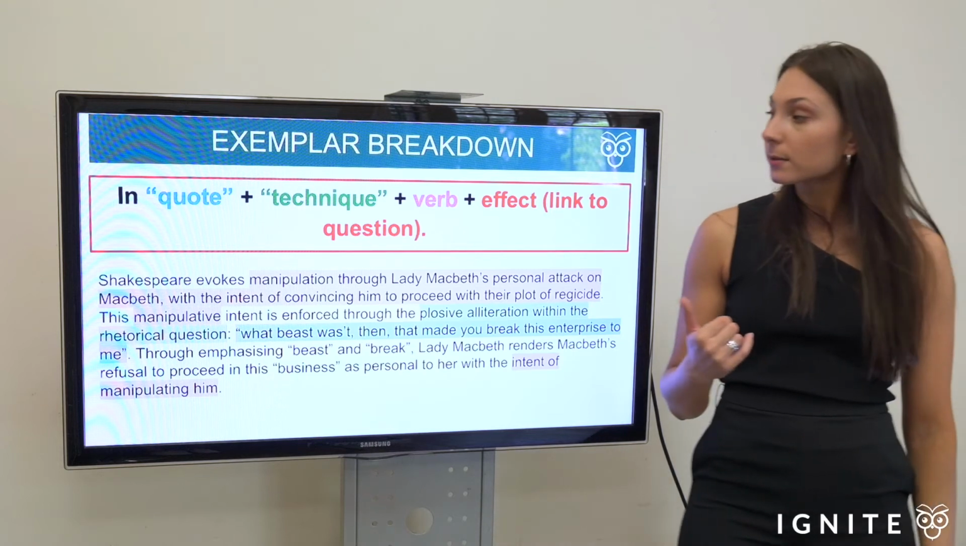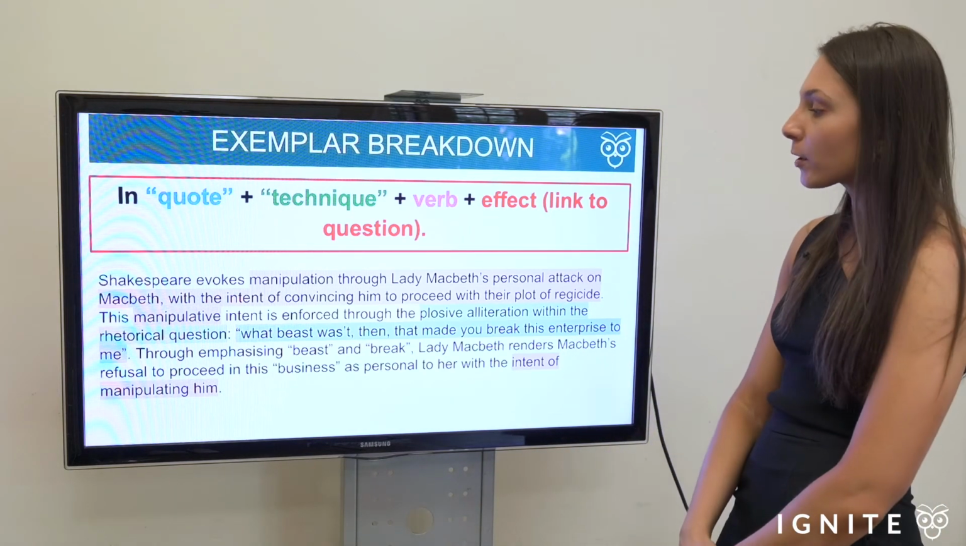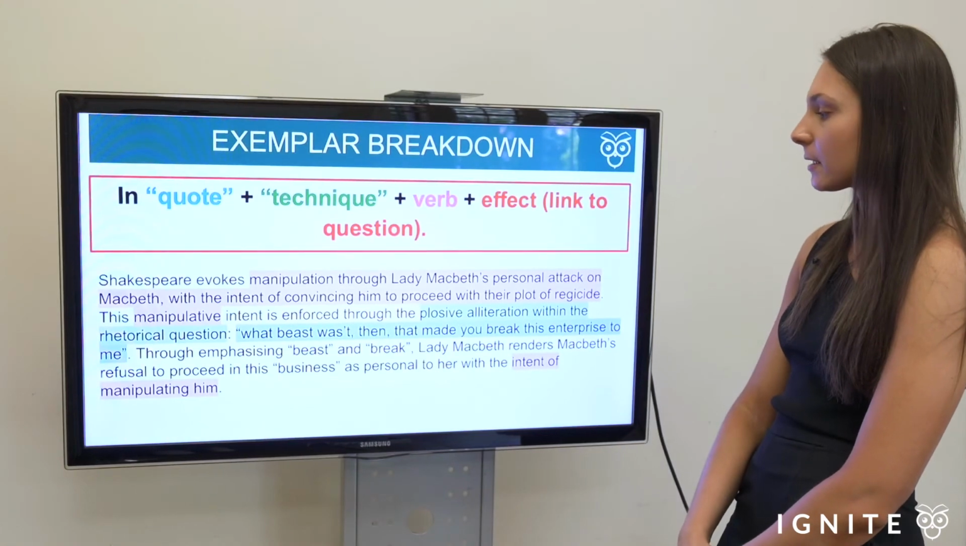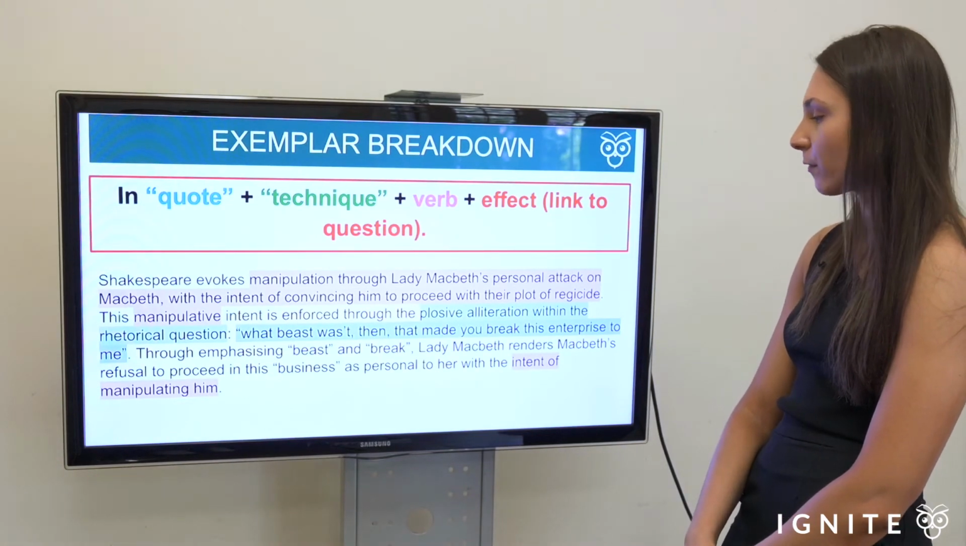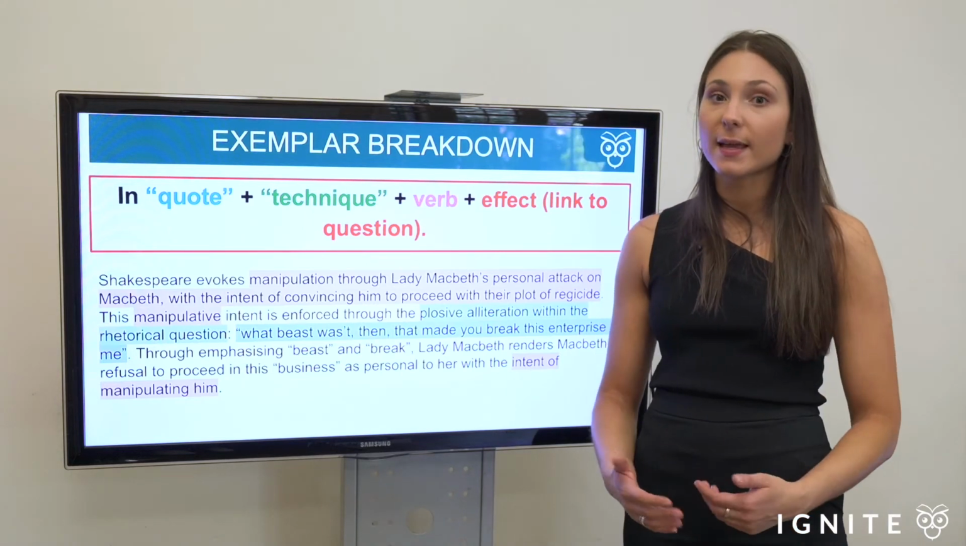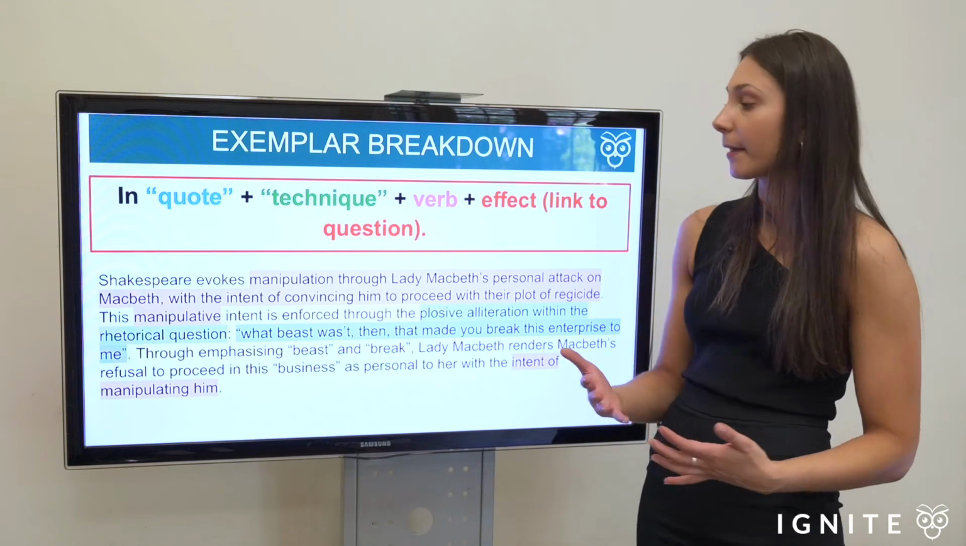And this is how it looks. So Shakespeare evokes manipulation through Lady Macbeth's personal attack on Macbeth with the intent of convincing him to proceed with their plot of regicide. So see how I've clearly shown my marker from that extract that I understand who is being manipulated and how they're being manipulated.